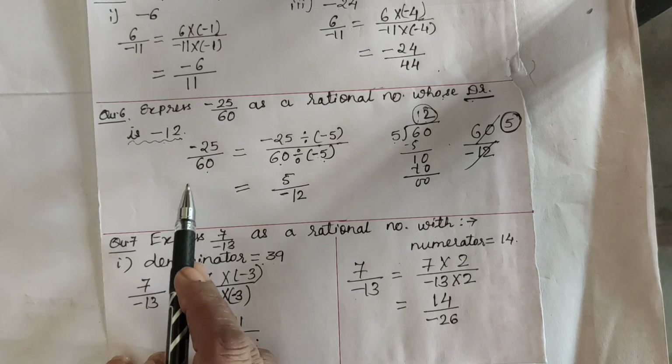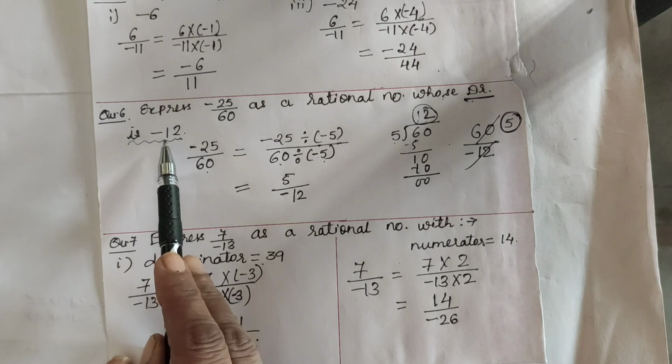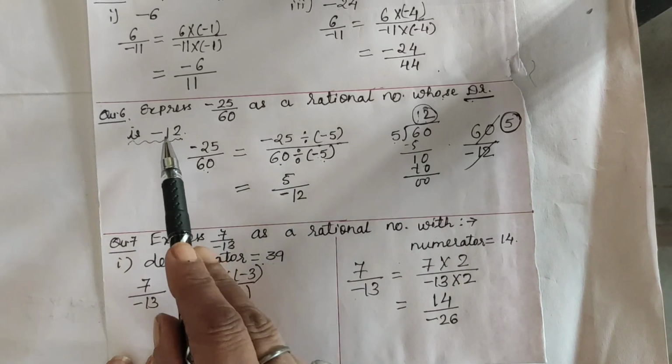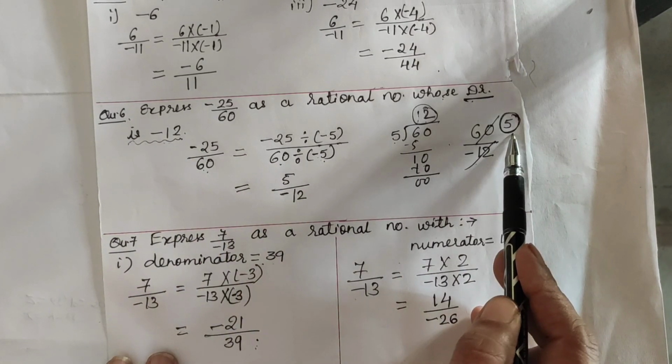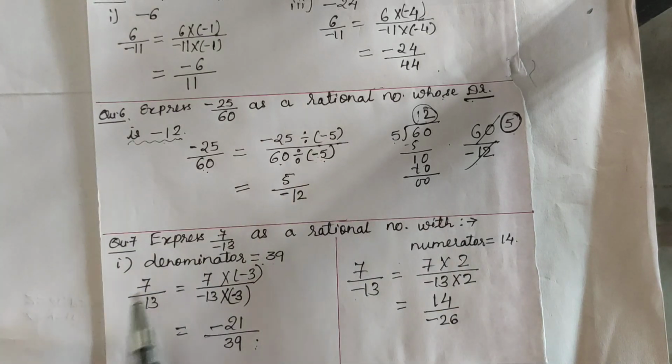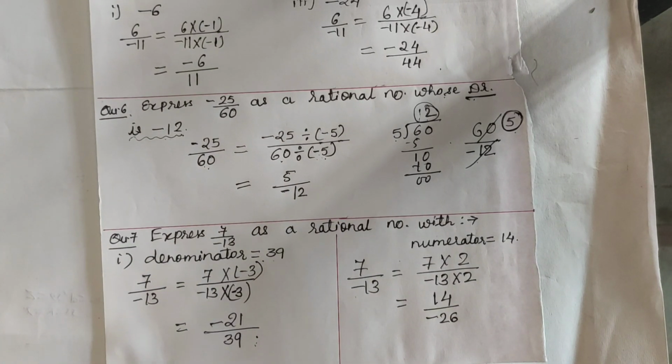Okay, and remember this example. See here the denominator is decreasing from 60 to 12. It means in rough you divide this 60 by 12. Whatever the number you are getting, by that will be your same divisor. Okay, so I hope you understood whatever the topics we have taken today.